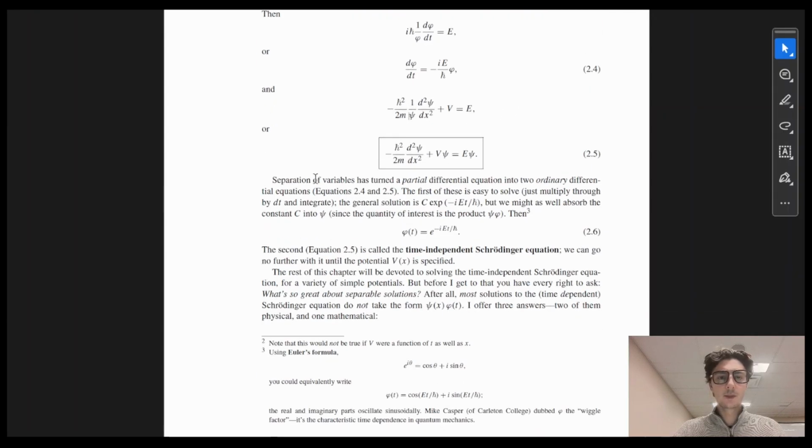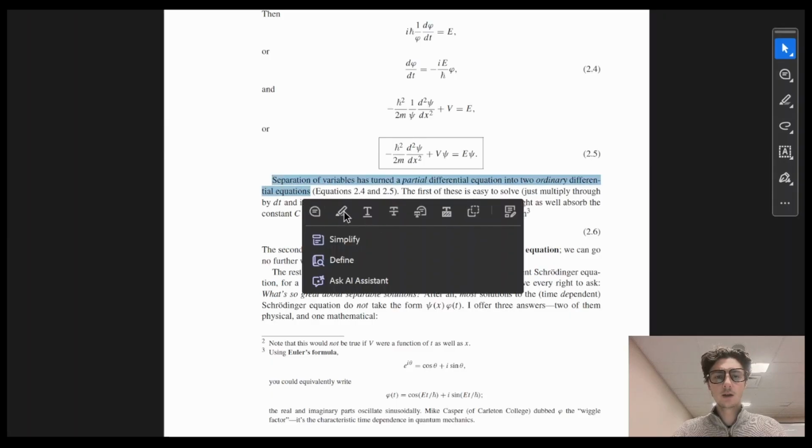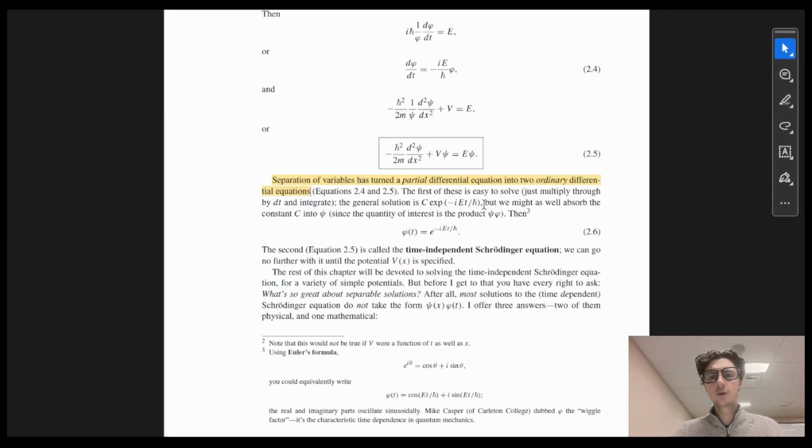This one is boxed. Also, keep in mind, this equation here only depends on time. So this one only depends on time, this one only depends on position. Separation of variables has turned a partial differential equation into two ordinary differential equations. This is super sick. I'm going to highlight this as well. The first one of these is easy to solve. Just multiply through by dt and integrate.